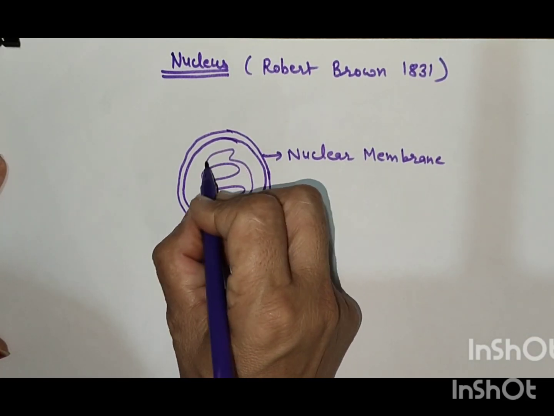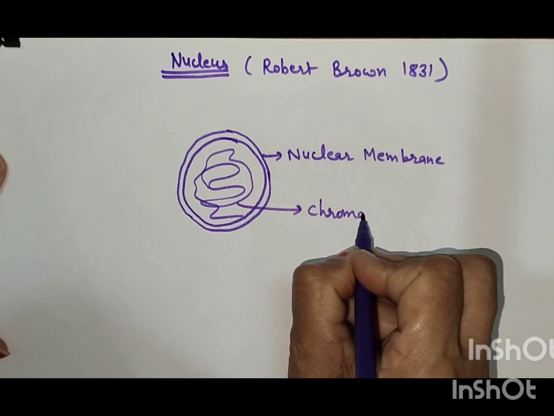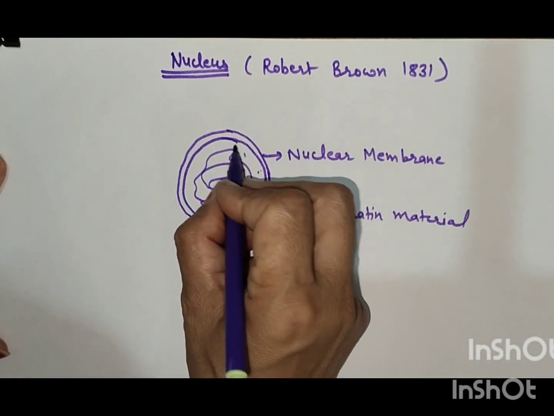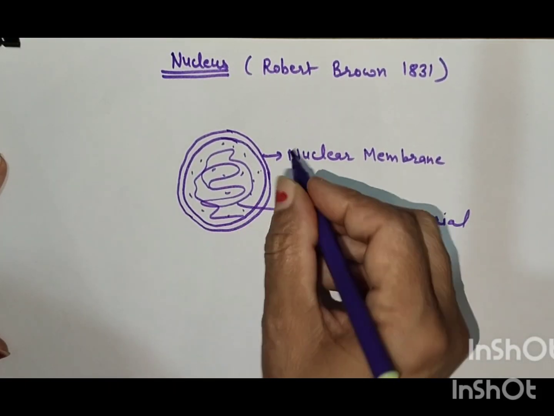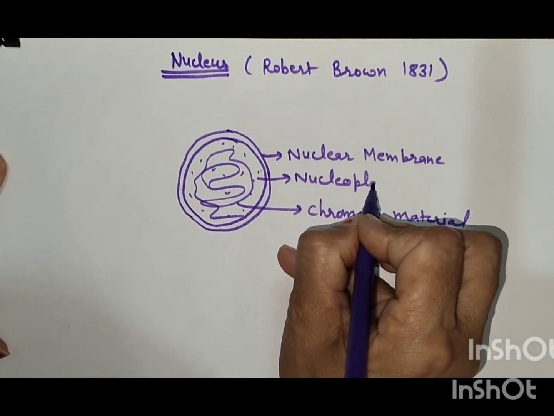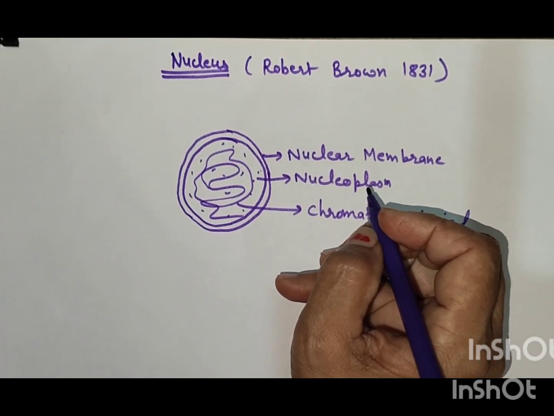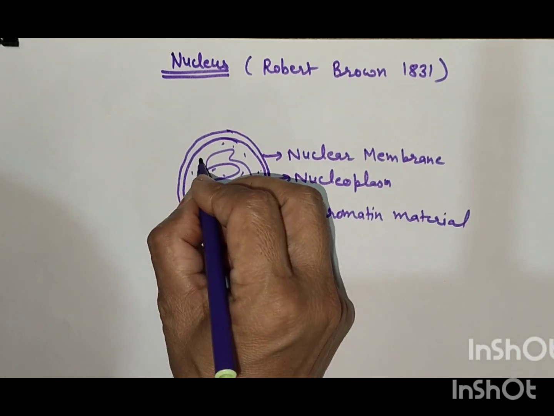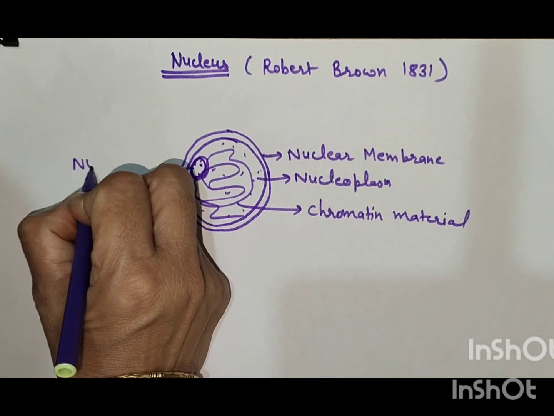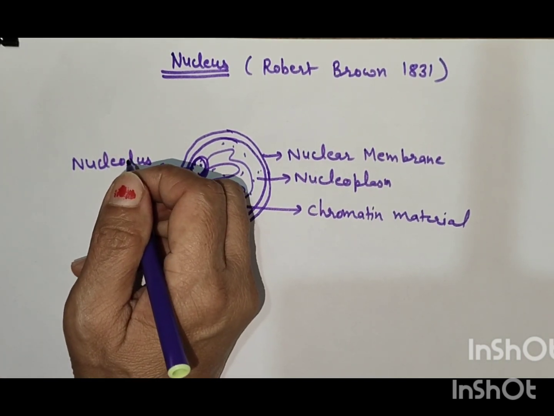Inside it has a thread-like structure. This is called chromatin material. Inside it a liquid is filled. This is called nucleoplasm. It consists of the liquid called the nucleoplasm. It has a rounded body. This is called nucleolus.